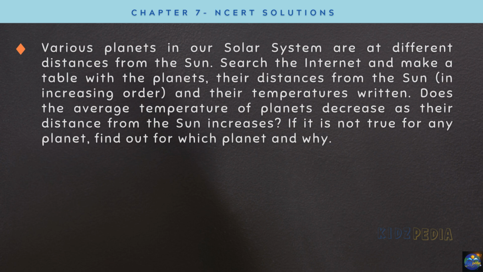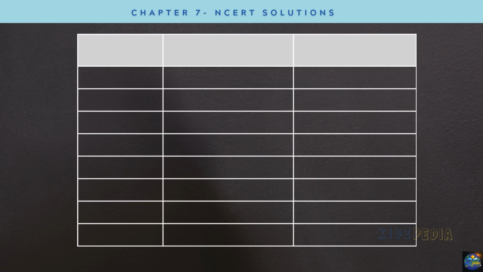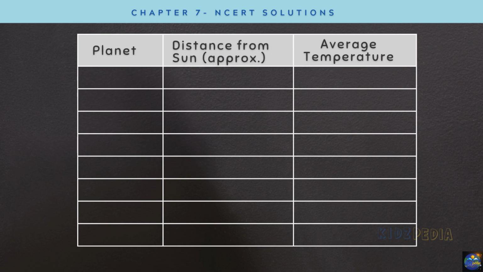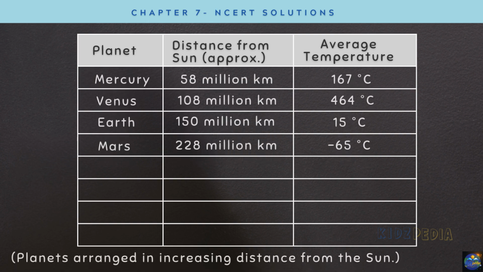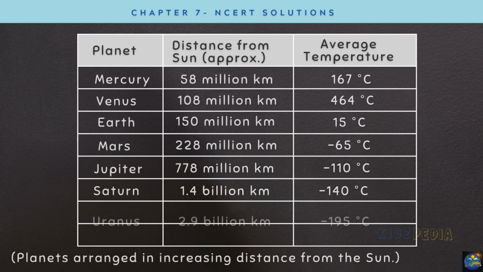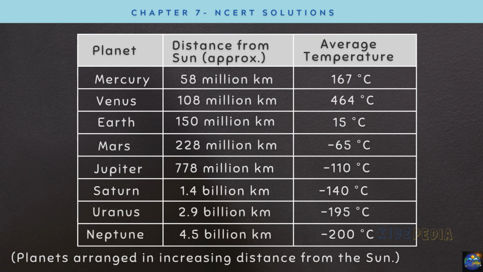So, you need to collect the information from the internet about the planets in our solar system and make a table that includes 3 things for each planet. Name of the planet, distance from the Sun, average temperature of the planet. The planets should be arranged in a table in increasing order of their distance from the Sun, that is, from the nearest planet to the farthest.